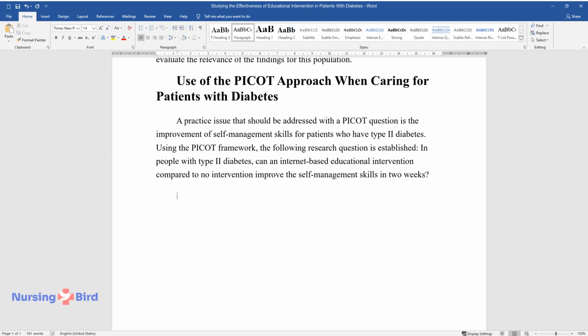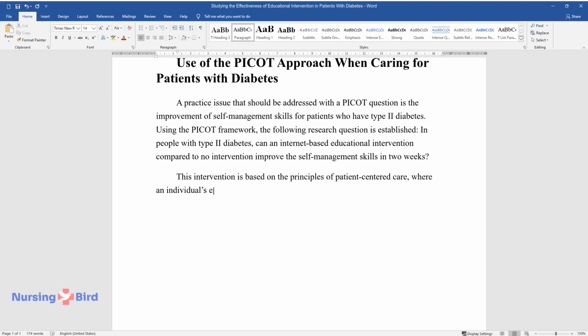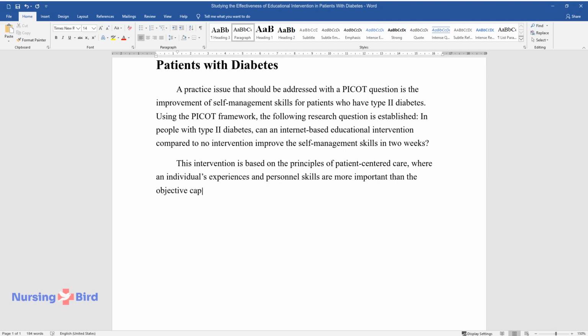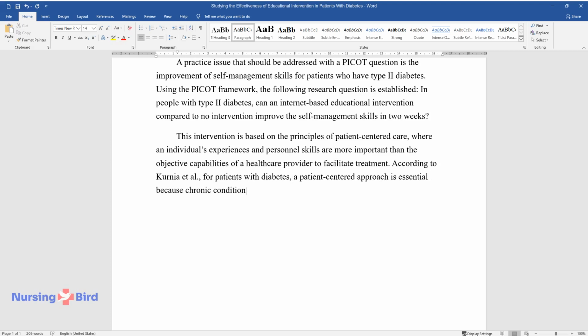2 weeks? This intervention is based on the principles of patient-centered care, where an individual's experiences and personal skills are more important than the objective capabilities of a healthcare provider to facilitate treatment. According to Kurnia et al., for patients with diabetes, a patient-centered approach is essential because chronic condition management relies on one's ability to facilitate care.